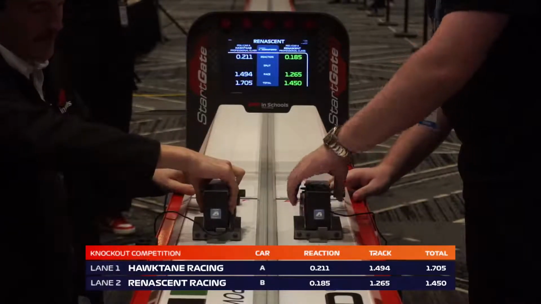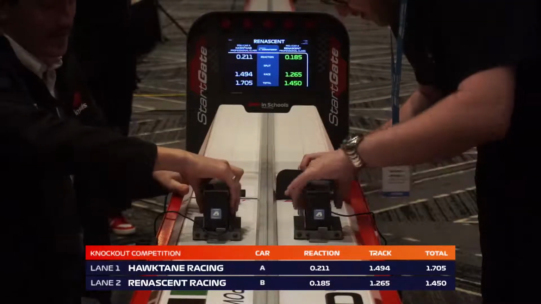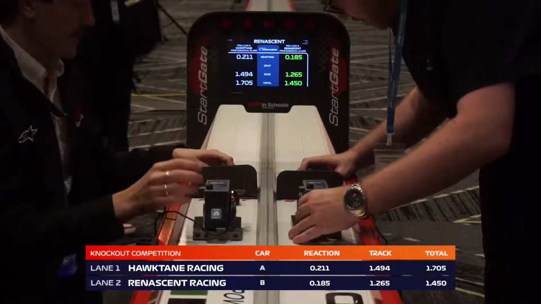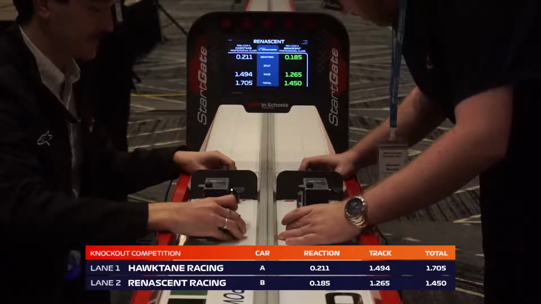Again, Hawane has to beat a time of 1.450 to move on to the next round. And in the possibility of a tie, there is a sudden death match. However, we do go to the 3rd decimal place. So be very, very impressed.